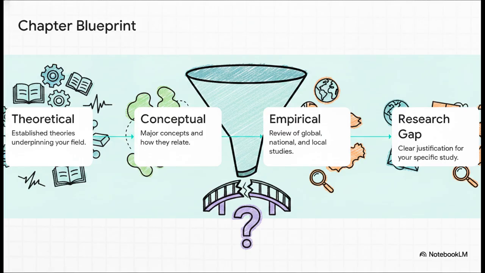Then in Step 2, you narrow it down to conceptual foundations, explaining how specific concepts in your study relate to one another, say learner autonomy and digital literacy. Step 3 is the empirical review, usually the largest chunk, where you review global, national, and local studies. And finally, the tip of the funnel, Step 4, the research gap. This forms the absolute clear justification for your specific study.